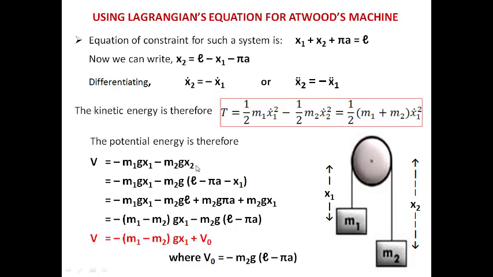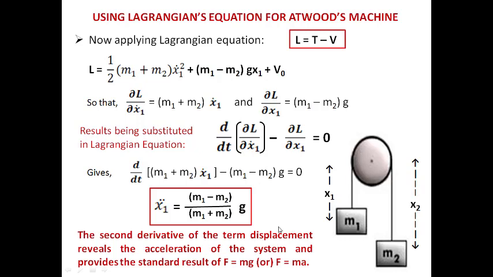So instead of x2, I can substitute the value of L minus x1, minus pi a. So I get the final term like this. In this case, I can notice that the first term has a variable x1, whereas the second term, m2 into g, is the product of L minus pi a. So these terms are constant in nature, so it is marked as V naught. So the potential energy V will be given by minus of m1 minus m2 into g into x1 plus V naught. This is the final solution of potential energy for the system.